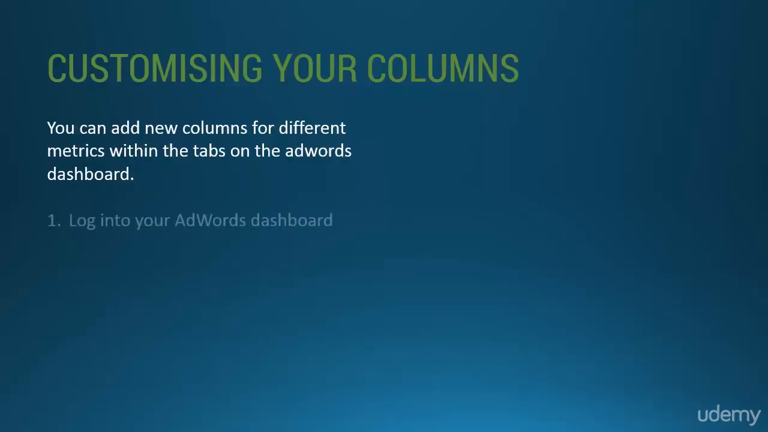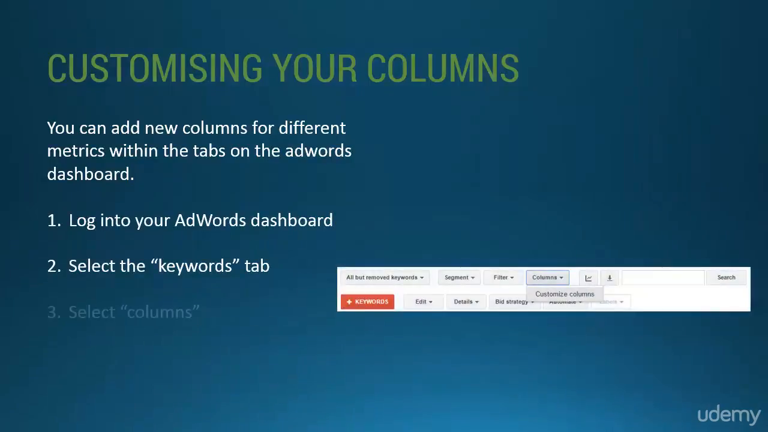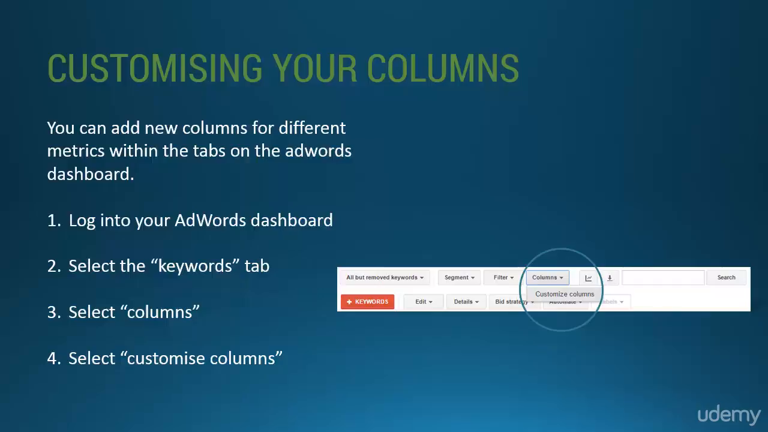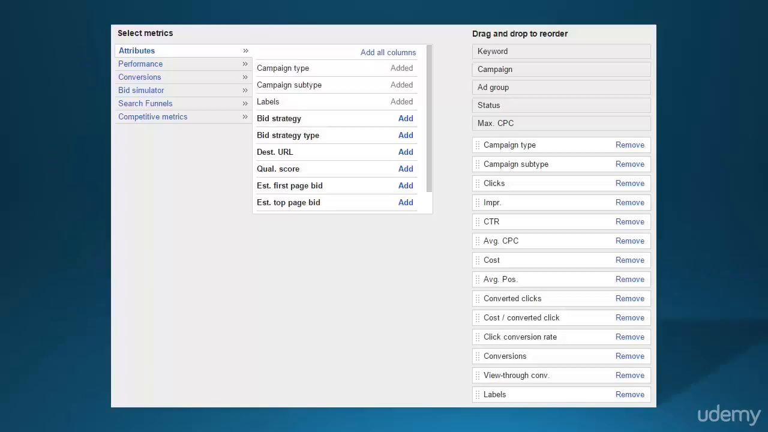To add new columns, simply log into your AdWords dashboard, select the Keywords tab, select Columns, and now select Customize Columns. You'll now be taken to a section that will allow you to add new columns, remove columns, or change the order of them.